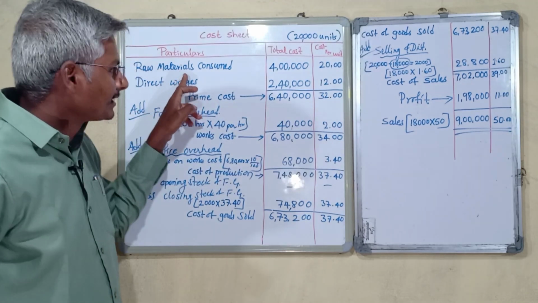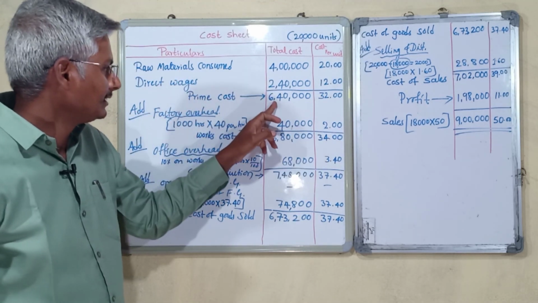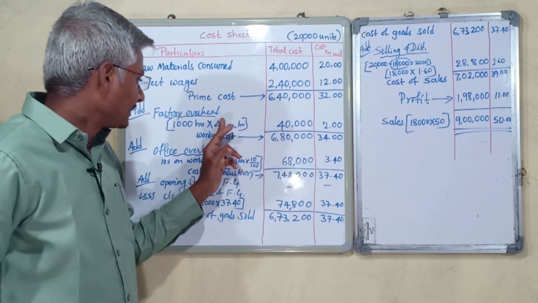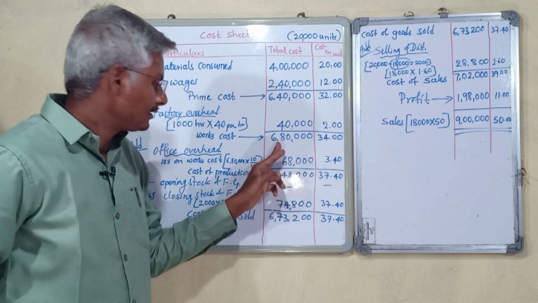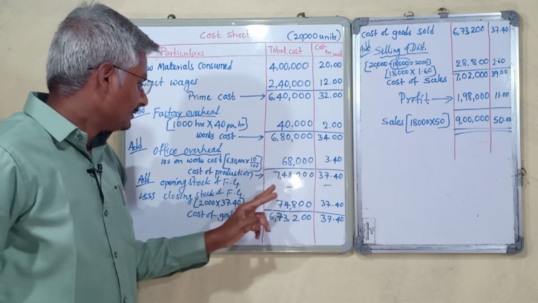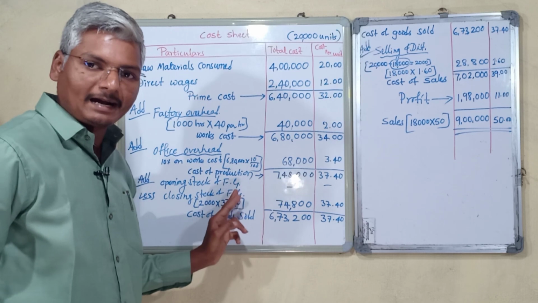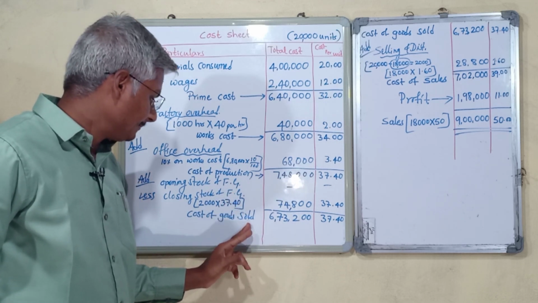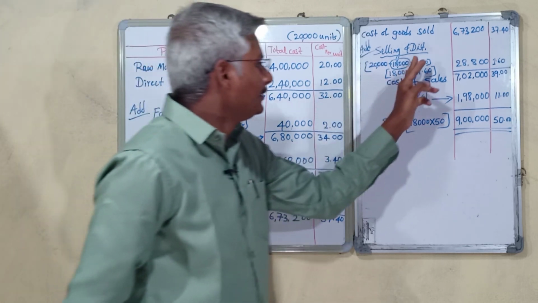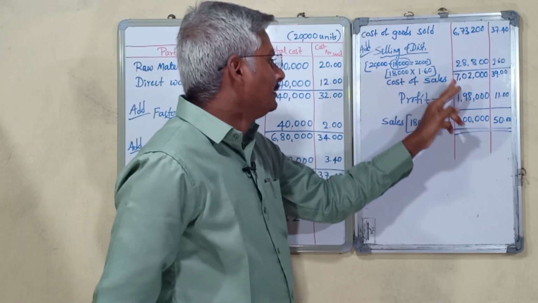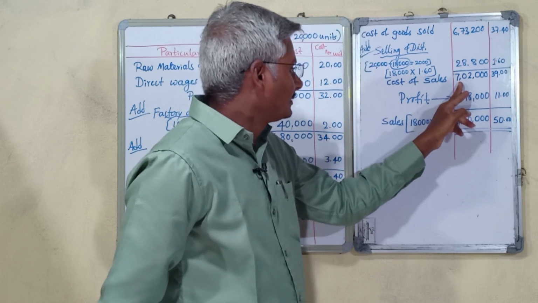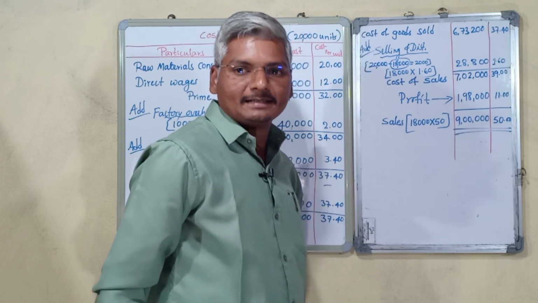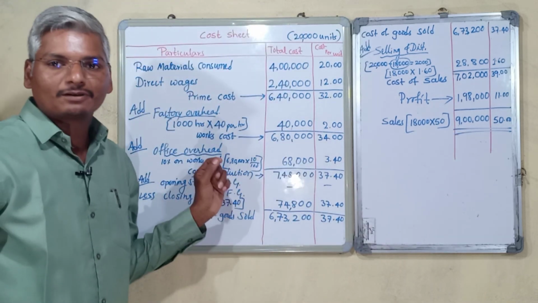Here the raw material consumed plus direct wages is treated as prime cost. Then if we add factory overhead, we treat it as works cost. If we add office overhead, then it is the cost of production. If you add opening stock of finished goods and deduct closing stock of finished goods, it will be cost of goods sold. Then if we add selling and distribution, we call that cost of sales. Then if you add profit, finally we will get sales. Take a note of this.